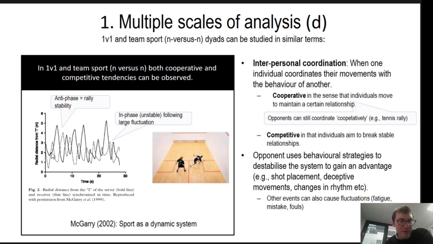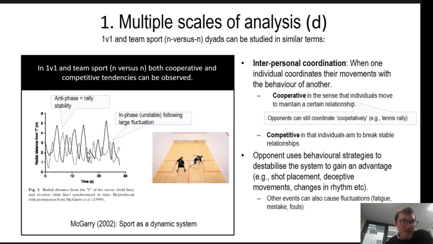And what we see here is, okay, the players have started the match, and as one player chases a ball, their distance to the T increases, right? So they chase down the ball and hit it back, and then they return to the T, and then the other player runs off, gets the ball, hits it, and then returns to the T. So you get this anti-phase rally stability where both players are in a cooperative coordination pattern.